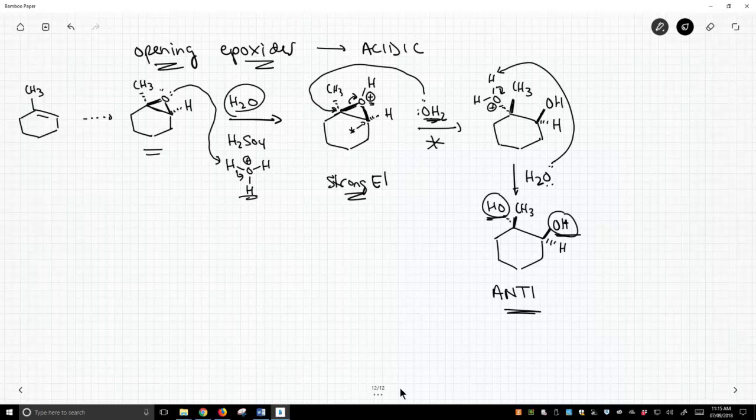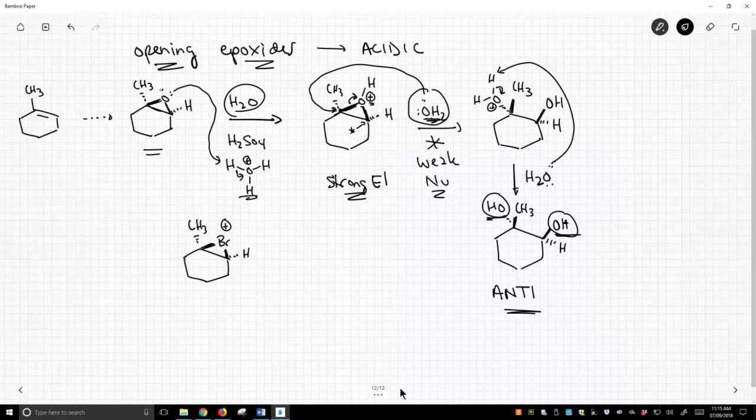The key thing is, under acidic conditions, your nucleophile, your weak nucleophile, attacks at the more highly substituted carbon of the epoxide. This is not so different from when we made things like bromonium ions or other halonium ions. You know, it looks just like this protonated epoxide. You've got a 3-membered ring with a positive charge, 3-membered ring with a positive charge. It's the same thing.